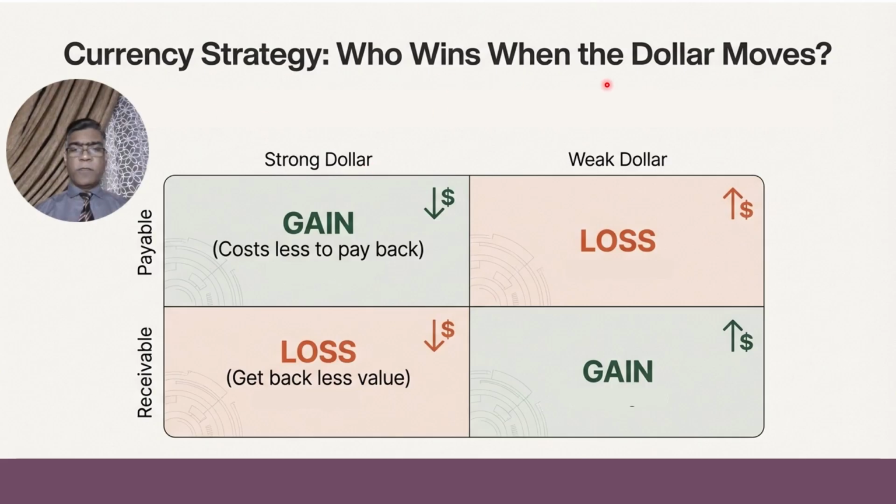Who wins when the dollar moves? This is the matrix. From this matrix, we can understand there is a weak dollar position and a strong dollar position. The first row shows payable, and the second row shows the receivable position. We see this is a gain position for receivable. So receivable gains when? When the dollar is weak. Payable gains when? When the dollar is strong. So payables love a strong dollar, receivables love a weak dollar, right?